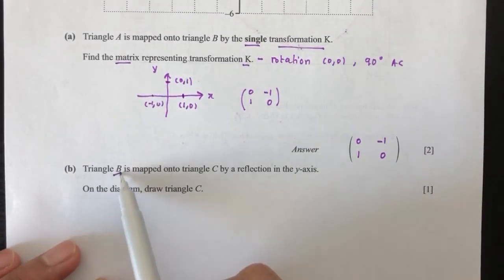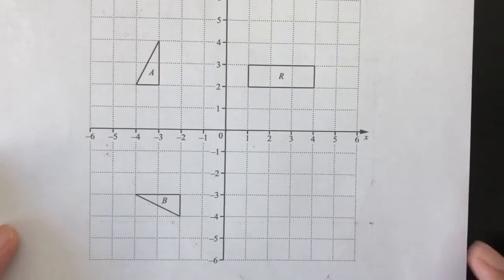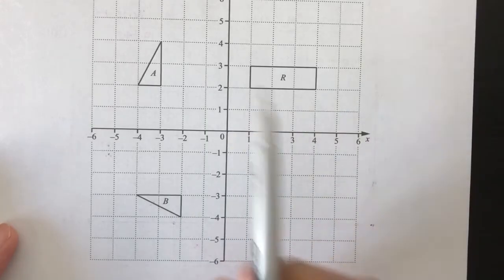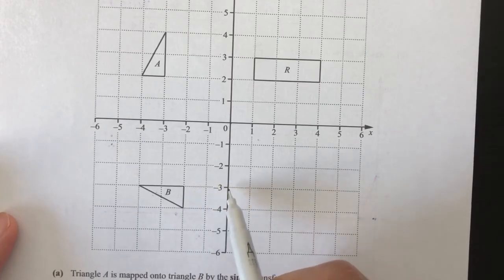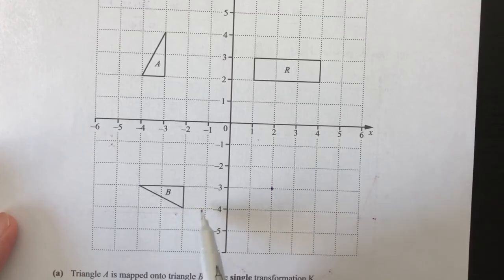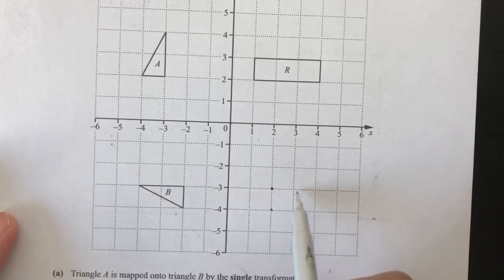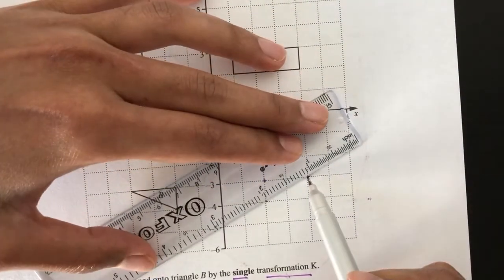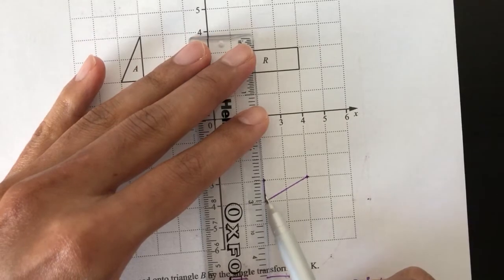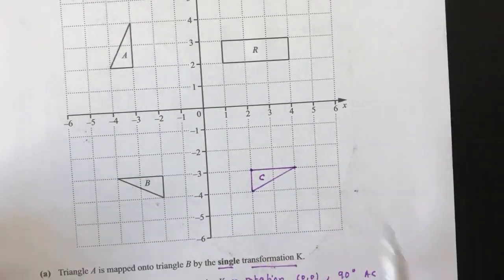Now part B: triangle B is mapped onto triangle C by a reflection in the y-axis. So now we have to reflect B onto triangle C in the line, the y-axis. How do you do this? You count 1, 2, so this will become 1, 2. This point, 1, 2, 1, 2. And this point, 1, 2, 3, 4, 1, 2, 3, 4. So this will be your triangle C. Just join all the points and label your triangle C as required. Alright, so that is part B.